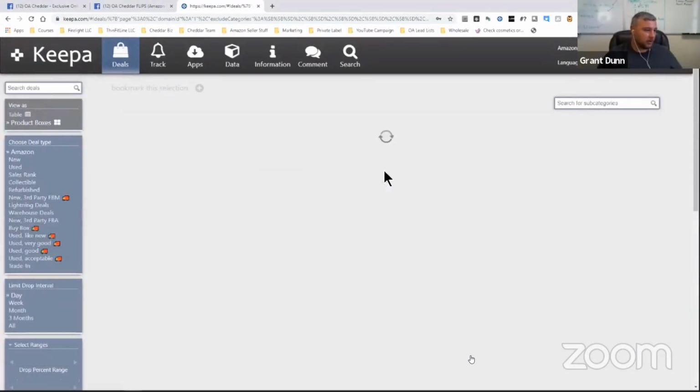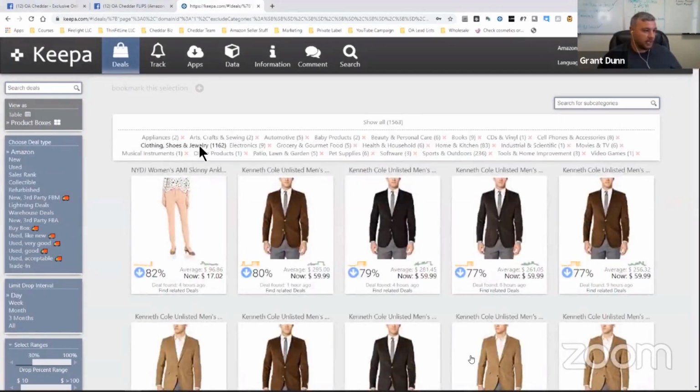And then we're going to select a category. We'll just start with shoes, clothing, and jewelry. Again, there's obviously a ton of categories. Automotive is kind of a general one where you might see some flips. We've been finding some flips in home, health and household, home and kitchen a little bit. Sports and outdoors, we found some flips. But again, this is the primary category.